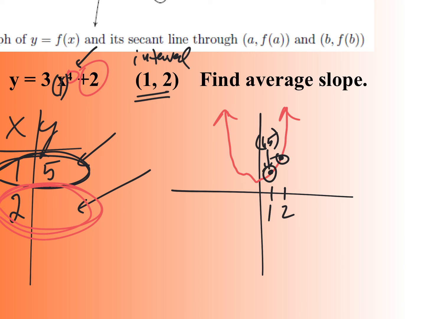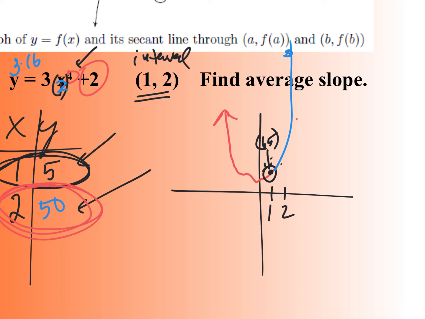Plug it in. And what'd you get? Maybe you haven't done it yet. 2 to the 4th is 16. 16 times 3. 48 plus 2. 50. There it is. 2 comma 50. Looks like my graph was much steeper. It is. X to the 4th is crazy steep. So this will be way up there.